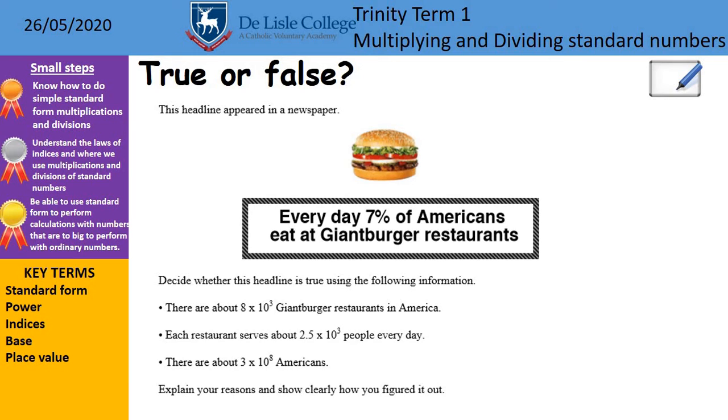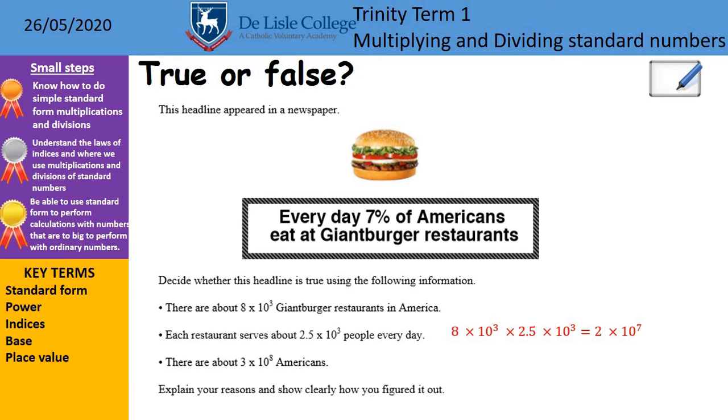Welcome back. So let's have a look. What do we know? We have the number of restaurants as 8 times 10 to the 3, and the number of people they serve per restaurant as 2.5 times 10 to the 3. So if we multiply those two numbers together, we get approximately 2 times 10 to the 7. Now what we need to know is, what is this as a percentage of the population of the United States?